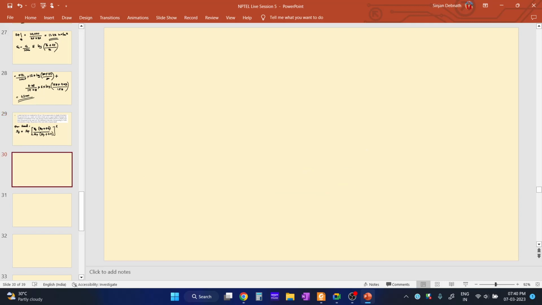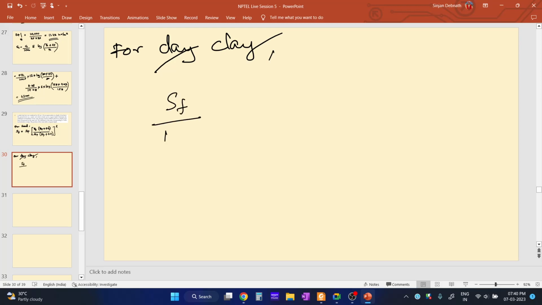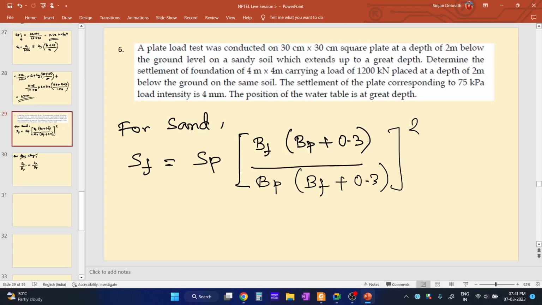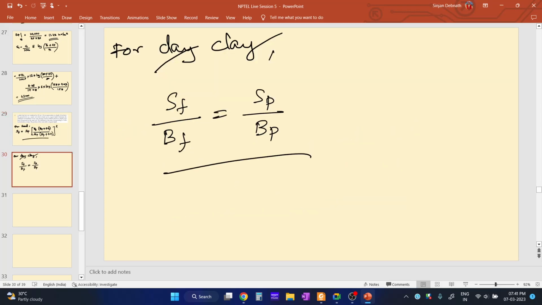And for clay soil, there is another equation. For clay, the equation is SF, that is the foundation settlement, equals SP times BF by BP. BF means the breadth of the footing, SP means the plate settlement, and BP is the breadth of the plate. So this one is for sandy soil, and this one is for clay soil.